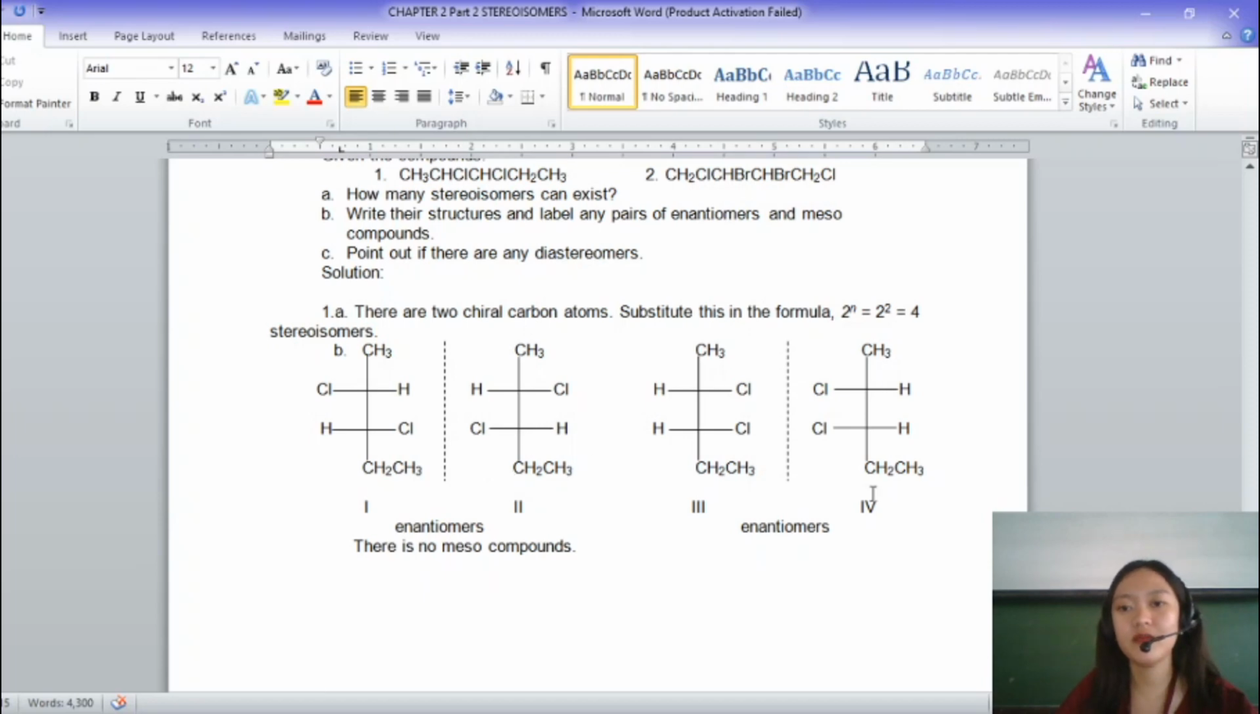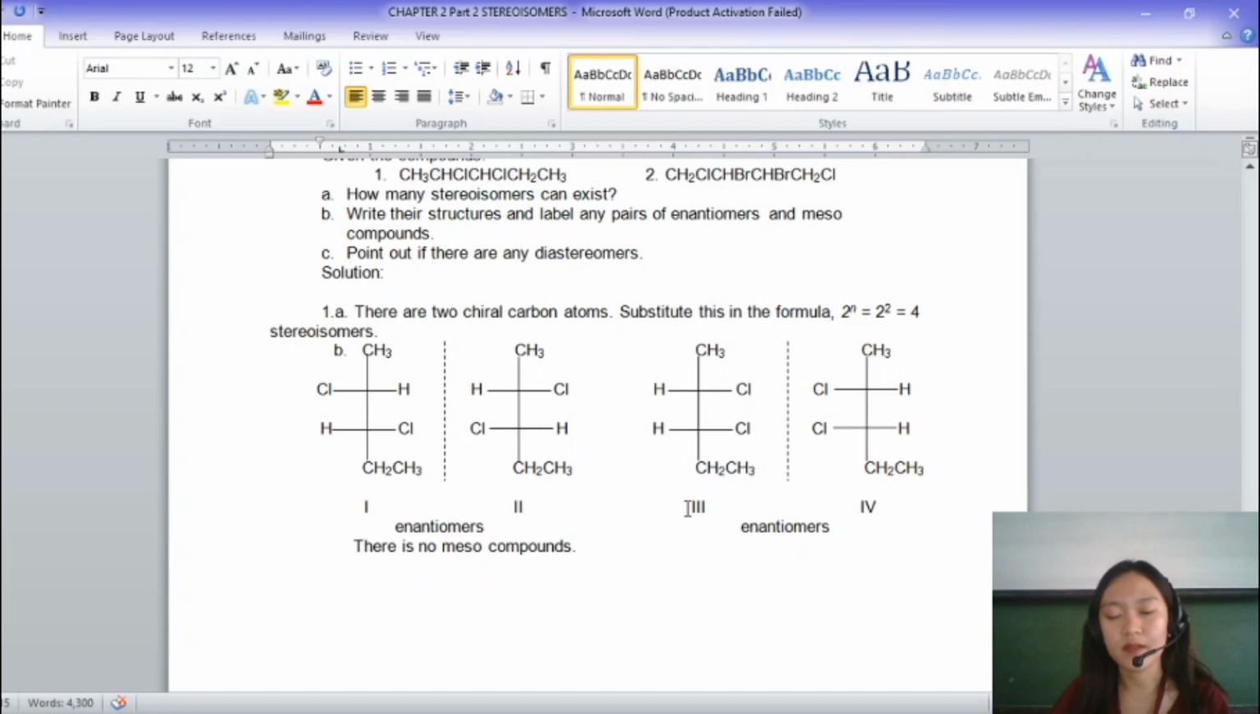So, draw the mirror images. After drawing the mirror images, rotate the mirror image and try to look if they will coincide with the original structures. So, dito kapag na-rotate ito sa taas ng ethane, sa baba ang methane, which means hindi siya mag-coincide with your original. So, the pair number 1 and pair number 2 are enantiomers.